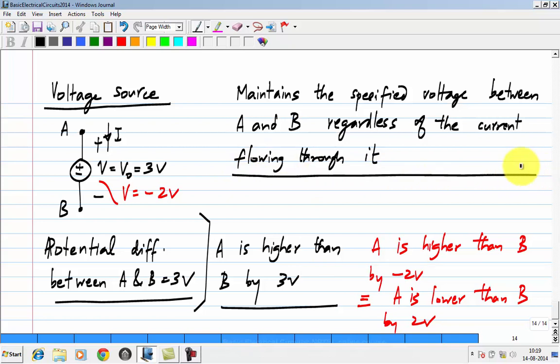And this voltage could also be dependent on time, though in most of this course we will be looking at voltages which are constant with time. It could very well be a voltage source which has a time dependent voltage. That's very much possible. All it means is that the voltage difference between A and B is that function of time.